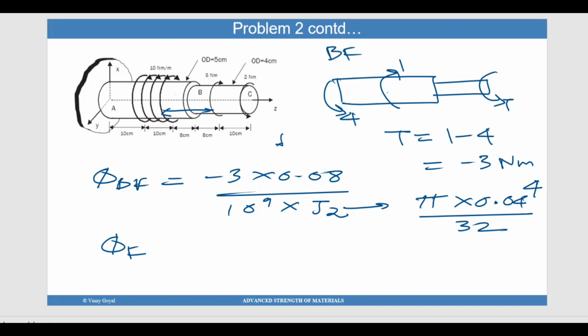So from B to C, it's a different rod, right? So the diameter is different, so there is a different J. What I do for this part is look at sections. If I look at the EB section, then it's a different J, and if I look at the BF section, that's a different J. But the twist at B is going to be the same because the rods are connected.